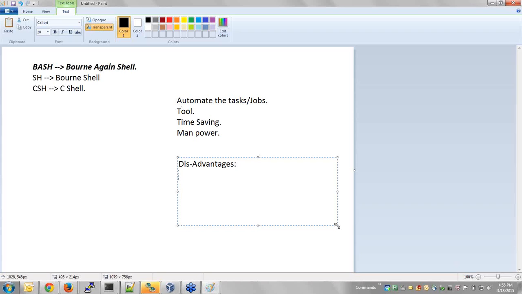So the disadvantages are pretty simple and basically ignorable, but theoretically those are disadvantages. So it is platform dependent. What does platform dependent mean? In Linux we have so many operating systems.